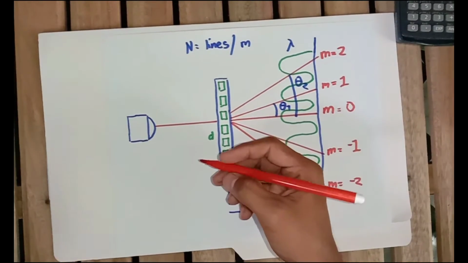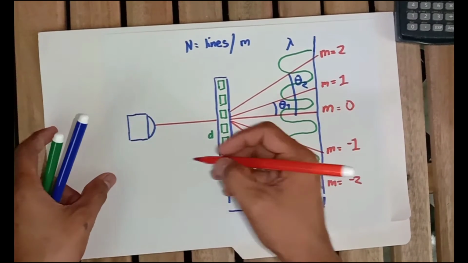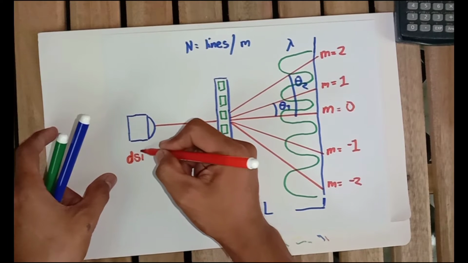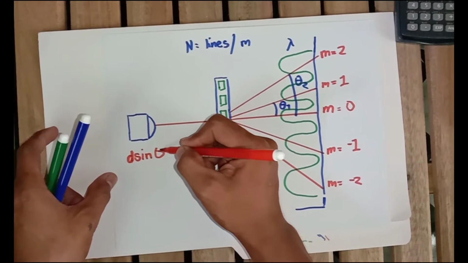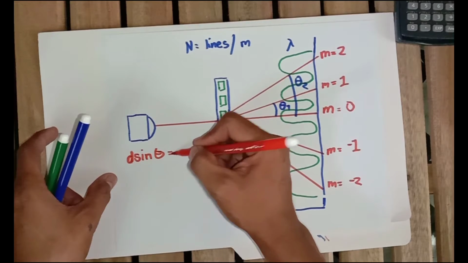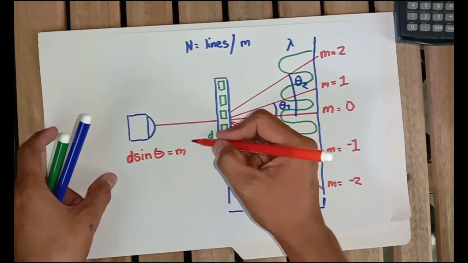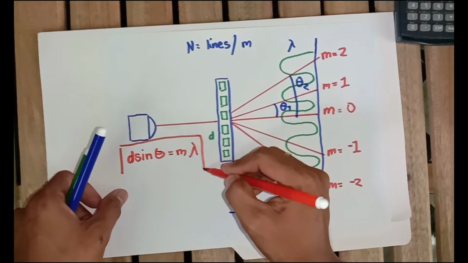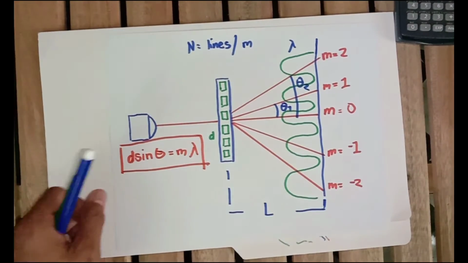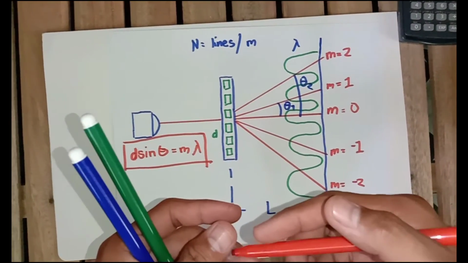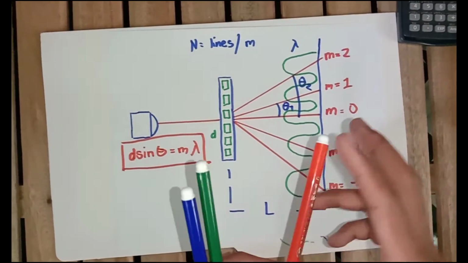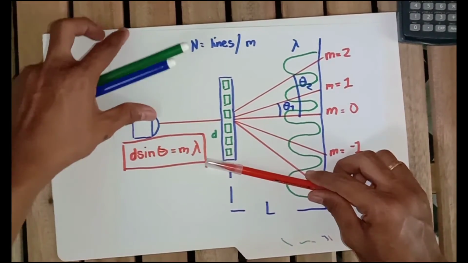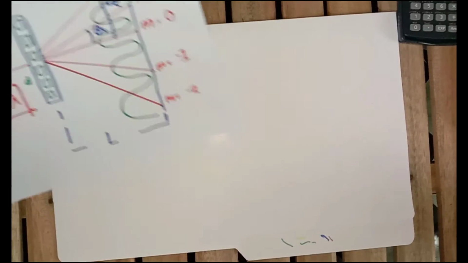The main formula we are going to use is d sine theta is equal to m lambda. We finished the concept of diffraction grating, or how the light is divided into separate wavelengths. Okay, let's move on to some calculation.